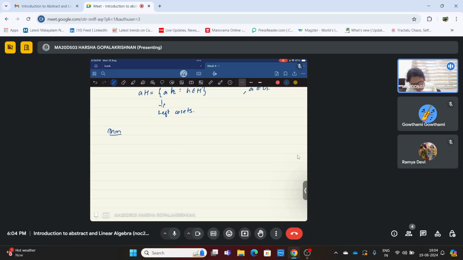Now, the first theorem is: if G is a group and H is a subgroup of G, and suppose we take an element a from G minus H, an element of G which is not in H, then aH intersection H equals empty. If we take a from H itself, then aH and H will be equal. If we take a outside H, then aH and H will not intersect. There will be no common elements.